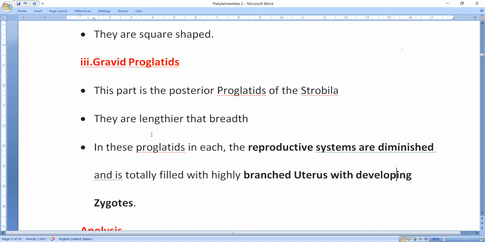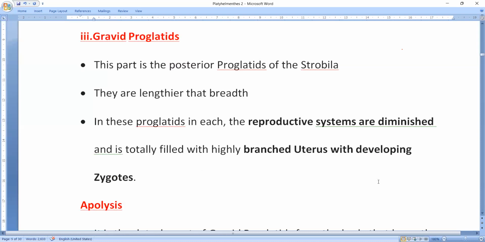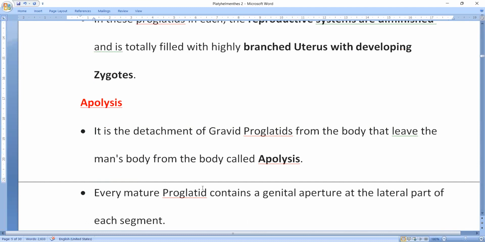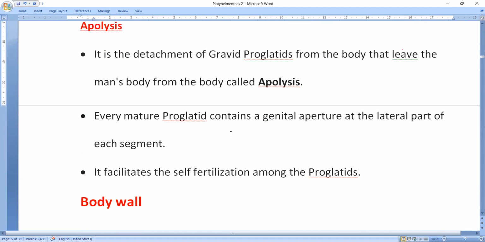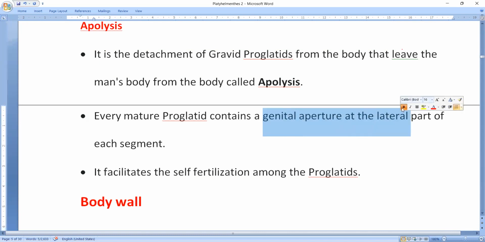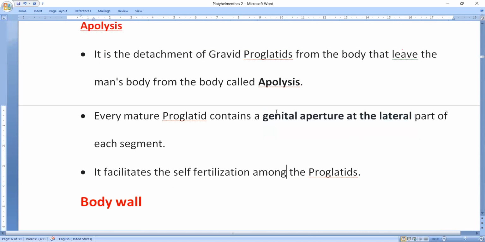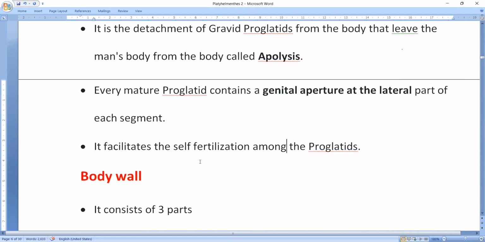So these gravid proglottids, after some development of the zygotes or embryo, are detached from the body. They separate, they break away. That process is called apolysis. Every mature proglottid contains a genital aperture at the lateral part of each segment. So it facilitates self-fertilization among the proglottids.